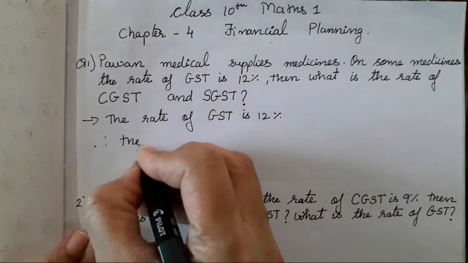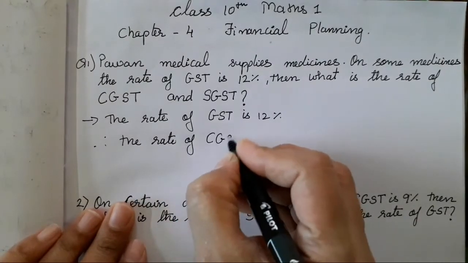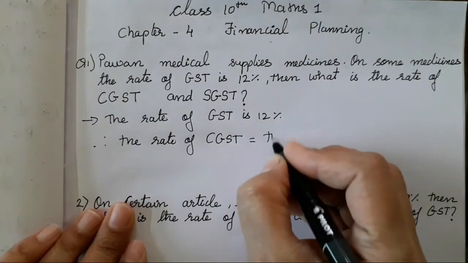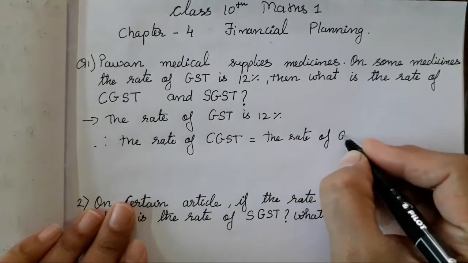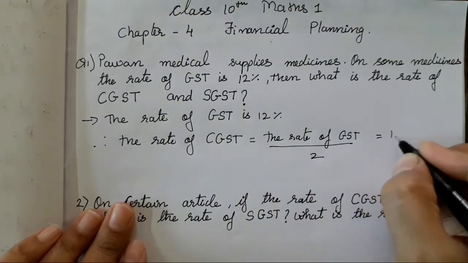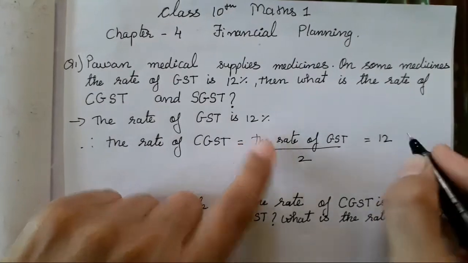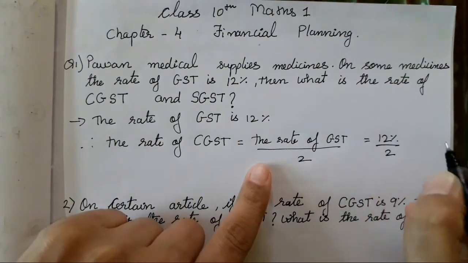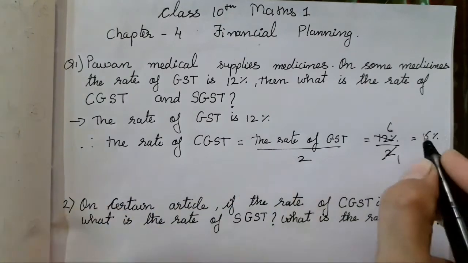Therefore, the rate of CGST is equal to the rate of GST upon 2. Now the rate of GST was how much? 12%, isn't it? So let's write 12% upon 2. Reduce it. 2 ones are 2, 2 sixes are 12. So it is 6%.